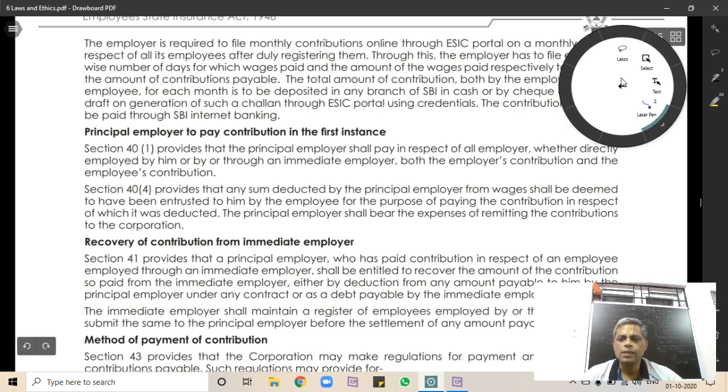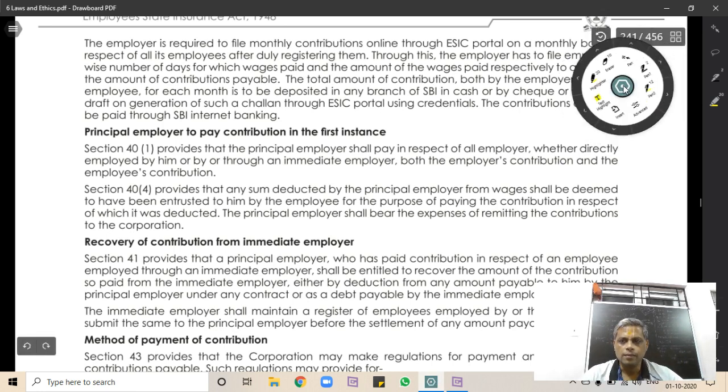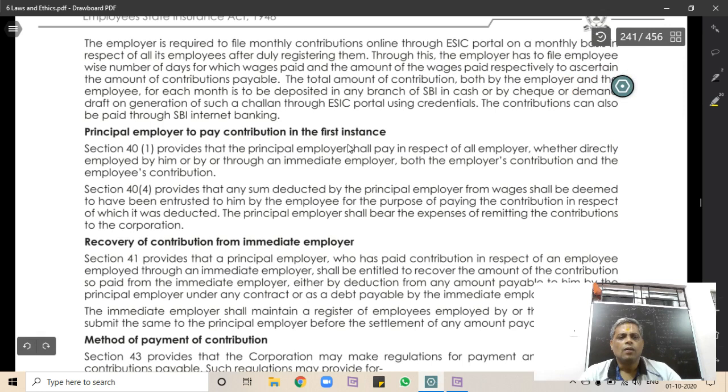Let's continue with the ESIC Act and principal employer to pay contribution in the first instance. We have to start from this particular point because till last class we discussed contribution to be made on the ESIC portal, right? Now, principal employer to pay contribution in the first instance. So we discussed who is a principal employer and who is an immediate employer, right?